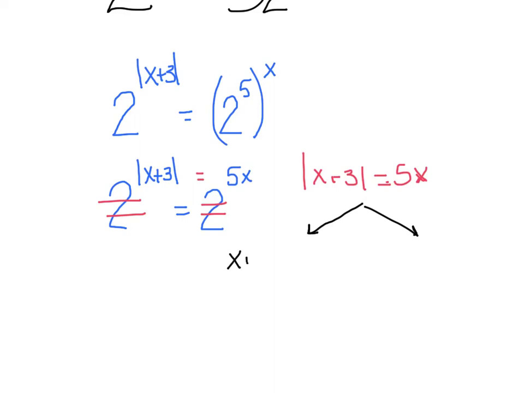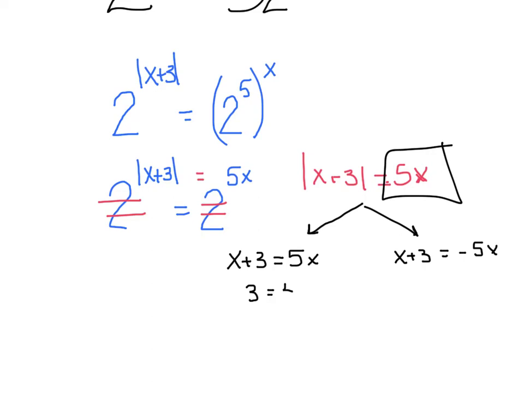I would say x plus 3 equals 5x, where I leave it alone. Okay, and then the x plus 3, don't touch the absolute value. It's just this one side you're making negative. Okay, solve each side. So I get, let's see, 3 equals 4x. 3 over 4 equals x. On this side, let's see, 3 equals minus x is negative 6x. Negative 3 over 6 equals x, or negative 1/2 equals x.